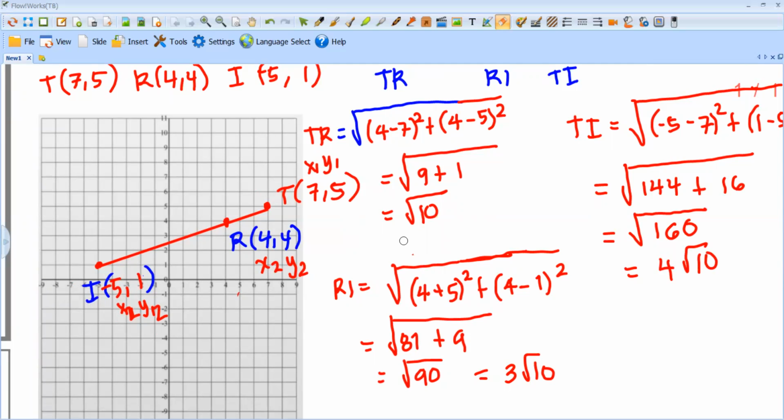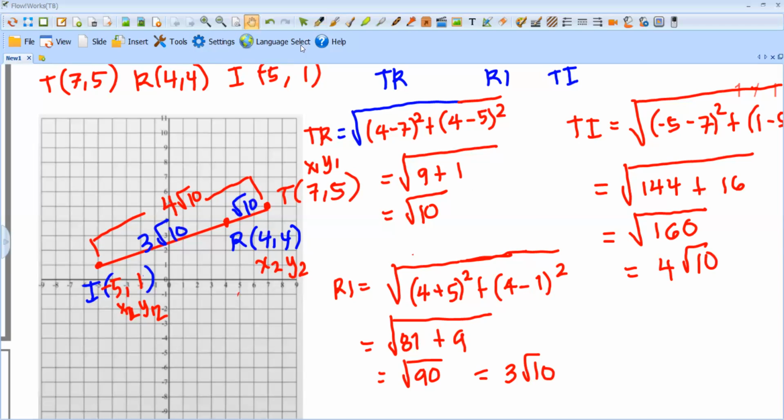Now, if you will try to add and find if they are collinear, make sure that the value of TI, which is 4 square root of 10, equals what you get when you add RI and TR. So what's the value of RI? RI is 3 square root of 10. And what about TR? TR is the square root of 10.